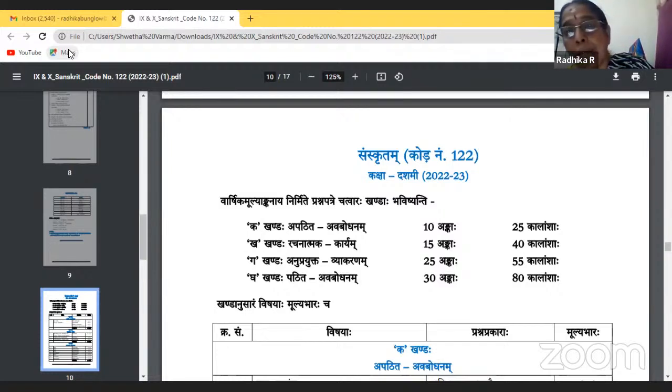The code is the same, 122. Time, 3 hours. And the maximum marks, 80. As usual, we have 4 sections: Section Ka, Kha, Ga, Gha.